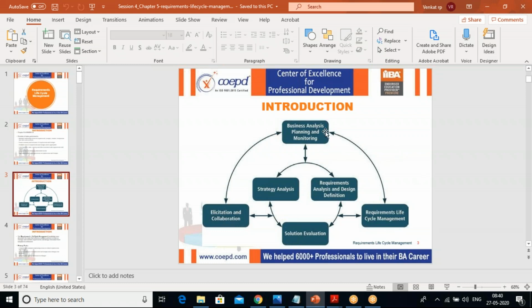The first one is business analysis planning and monitoring. And then we have discussed elicitation and collaboration. These two are completed. The next one is requirements lifecycle management, which we are going to discuss now, along with strategy analysis, requirements analysis and design definition, and solution evaluation. Got it? Out of the 6 knowledge areas, we are going to discuss requirements lifecycle management now.